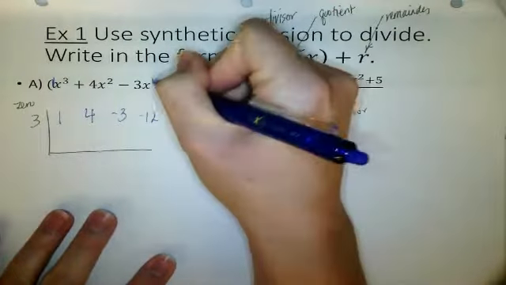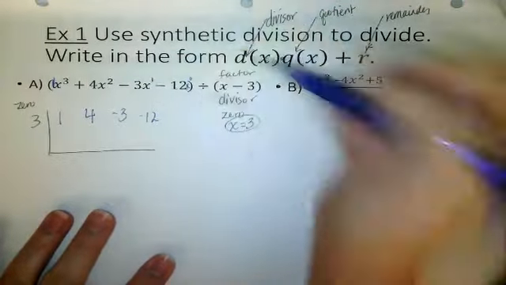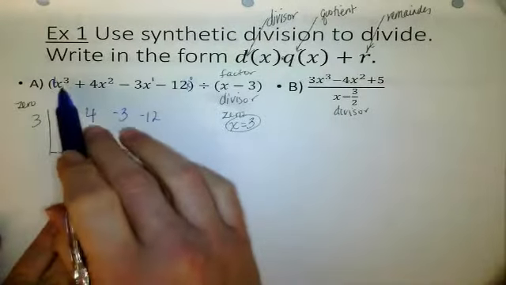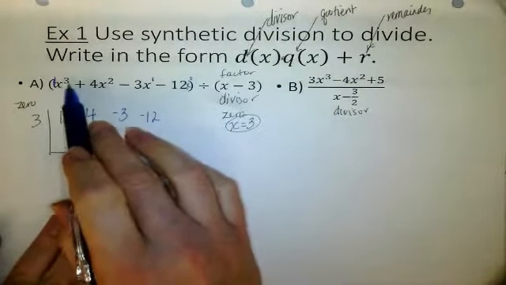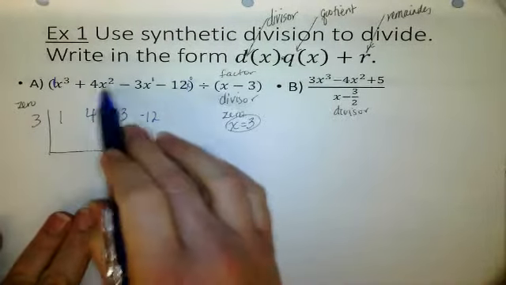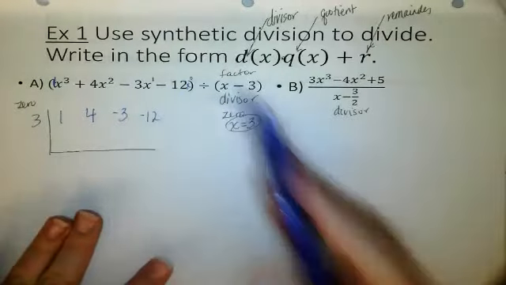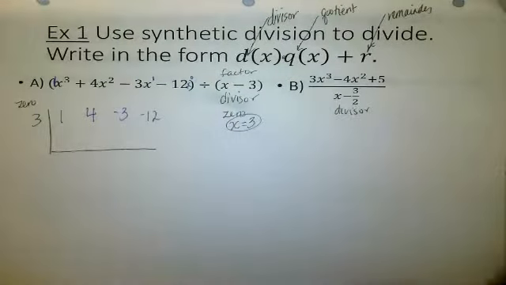What I need you to be aware of is that we want to make sure that we have all of our powers from highest to lowest. So x cubed, x squared, x to the first, x to the 0. In order for synthetic division to work, you have to have every single term. You can't have any skips, okay? And then the process is this whole combine and multiply, combine and multiply.